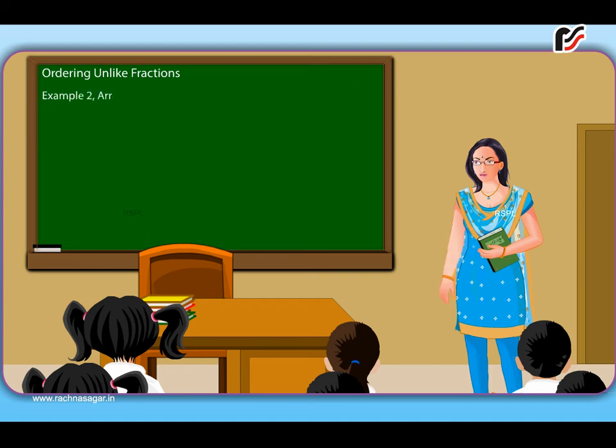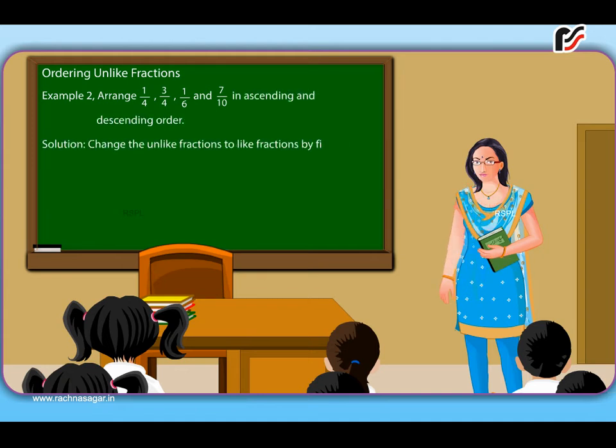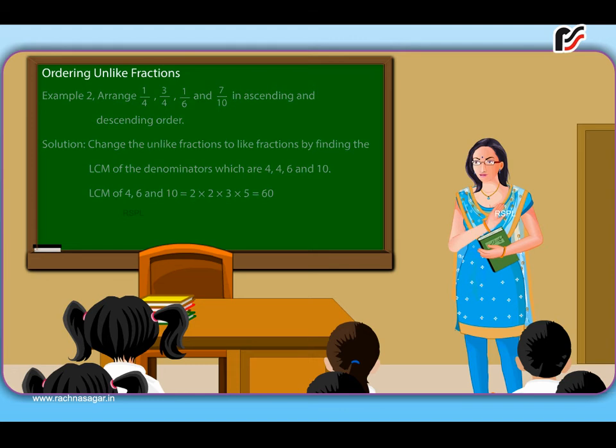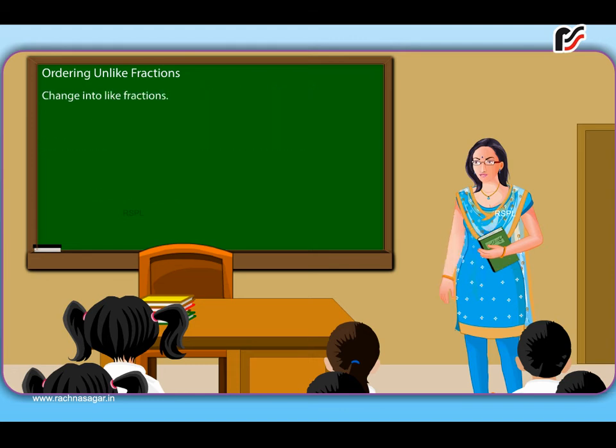Example 2. Arrange 1/4, 3/4, 1/6 and 7/10 in ascending and descending order. Change the unlike fractions to like fractions by finding the LCM of the denominators, which are 4, 4, 6 and 10. LCM of 4, 6 and 10 is equal to 2 × 2 × 3 × 5, which is equal to 60. Change into like fractions.